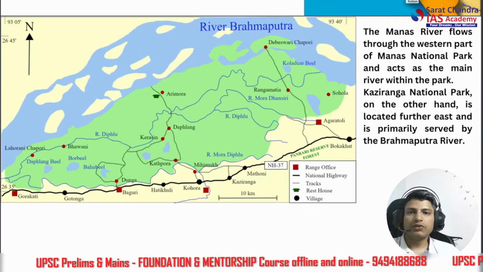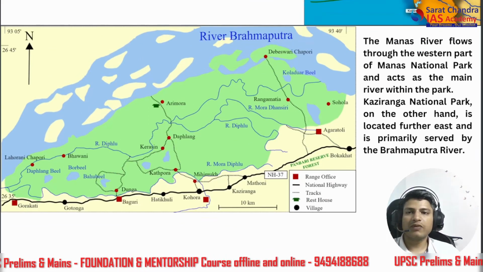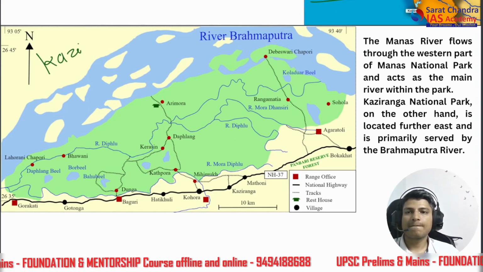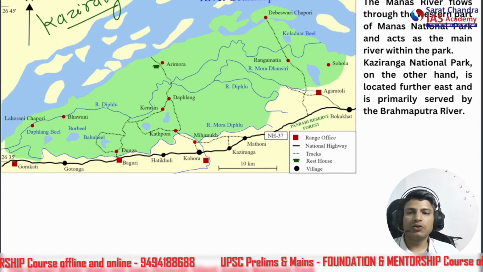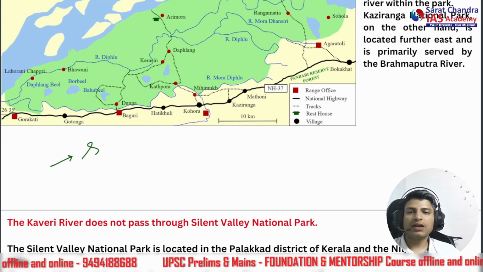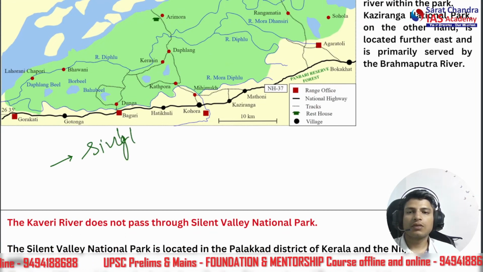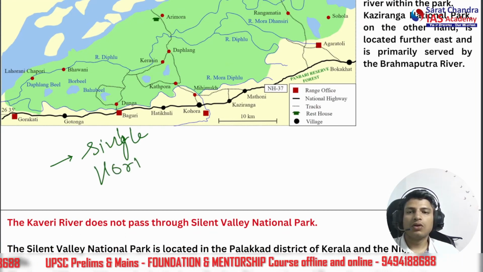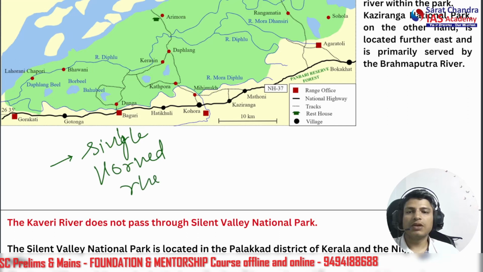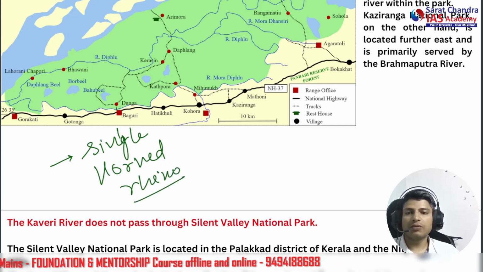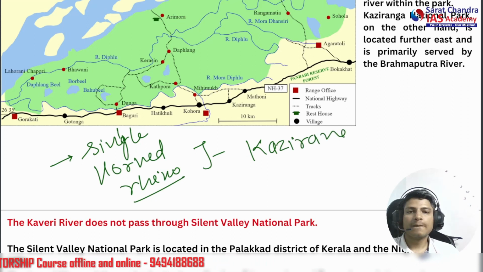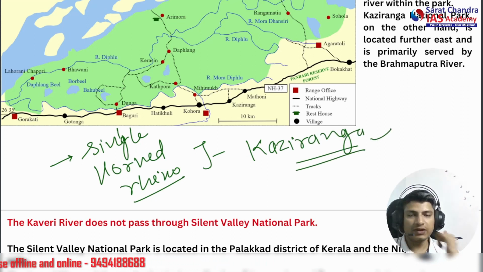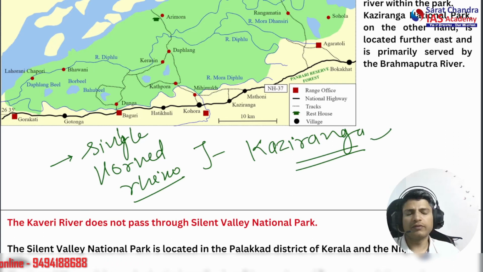Alright, let's go into the next one. So this is the map of Kaziranga. What is so special about Kaziranga National Park? You must all know the single horned rhino. The largest single horned rhino population is in Kaziranga. It was again mentioned in the news very recently, maybe one or two weeks ago.